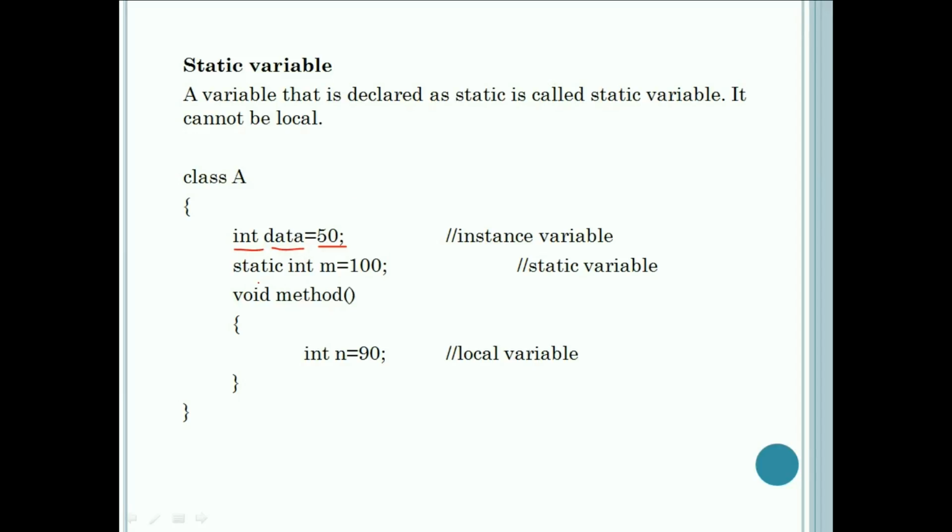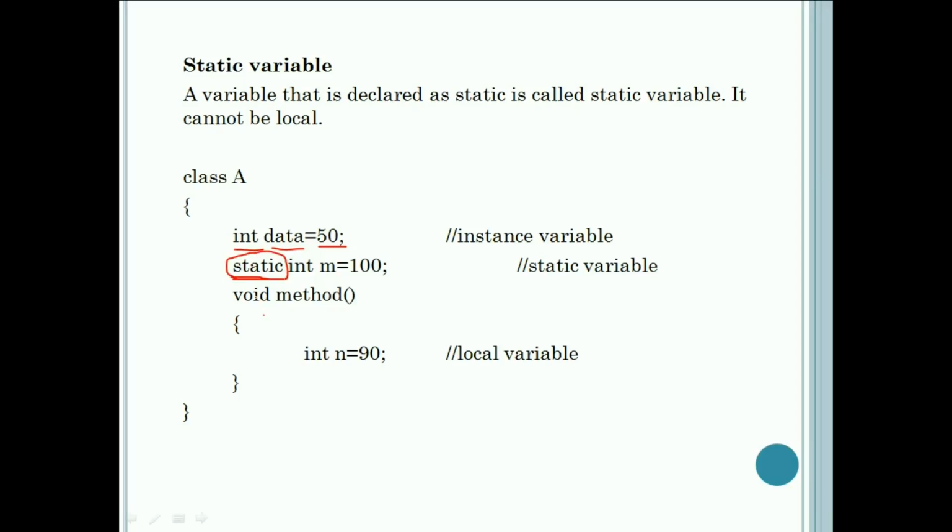It's also called a data member of the class. The next one is the static variable. A variable declared as static is called a static variable. It cannot be local. For a static variable we use static before it, like static int m = 100, so it shows that it is a static variable.